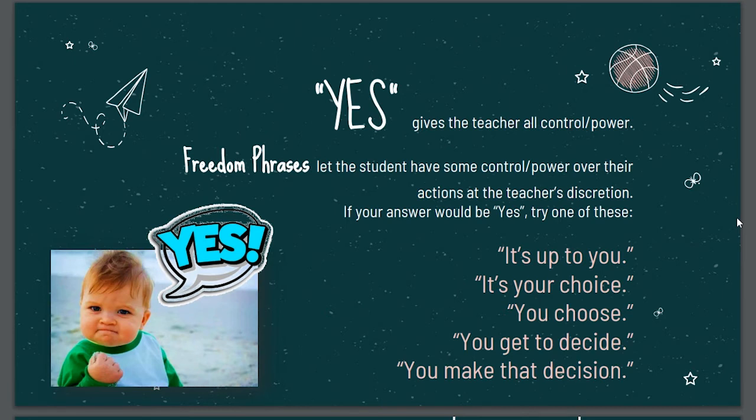So when you use freedom phrases, it lets the student have some control or power over their actions, but at your discretion as the teacher. So instead of saying yes, try one of these: "It's up to you." "It's your choice. What do you think you should do?" "You choose." "You get to decide." "You make that decision." Those are all things that put the power back in the student's court to be able to make a decision that still works within your parameters, but lets them make the decision.